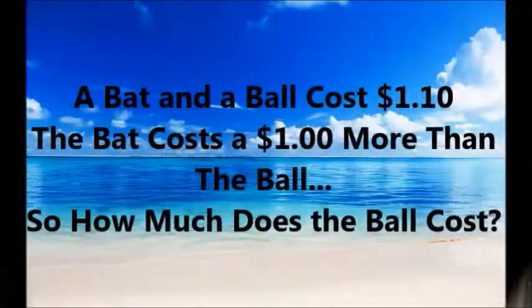Here is the question. A bat and a ball together cost $1.10. The bat costs $1 more than the ball. So how much does the ball cost? Here's the question again. Think about it carefully and then think about your answer. Then we'll be back to discuss.